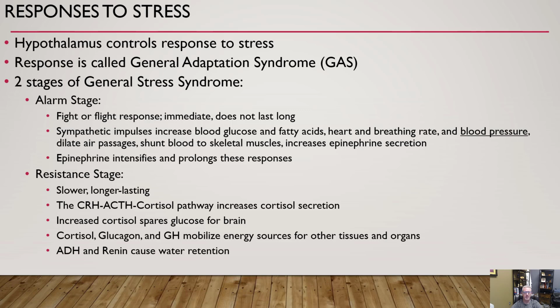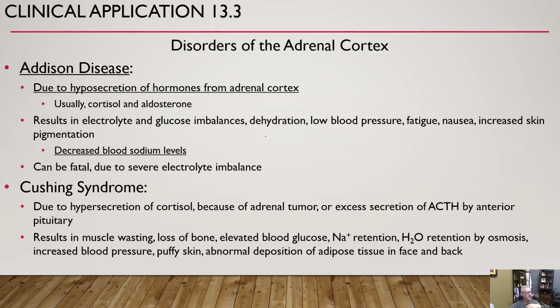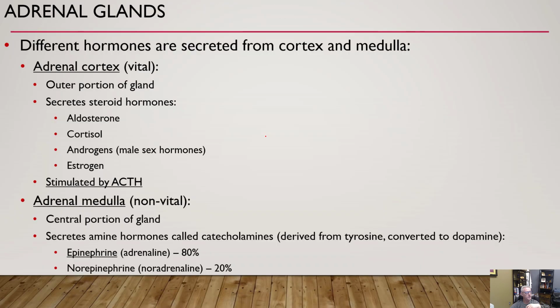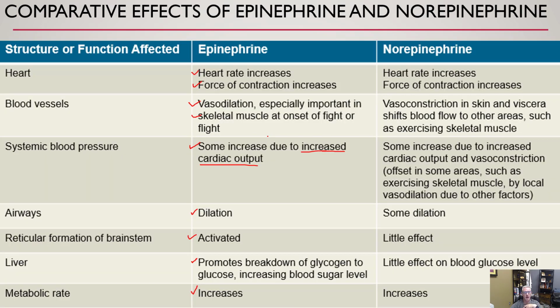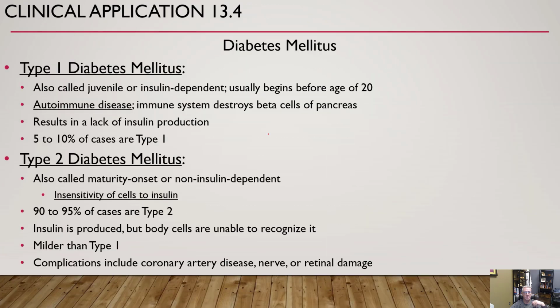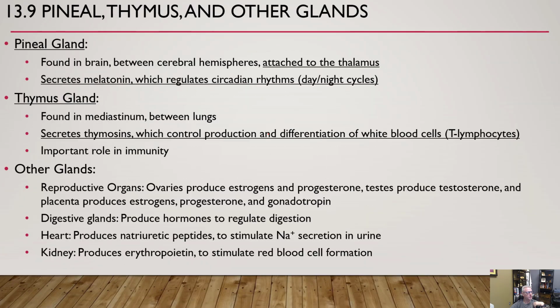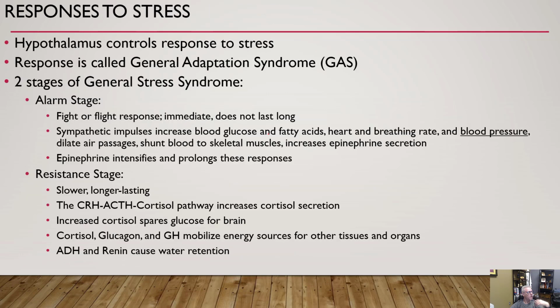We have that sympathetic nervous system, and those are going to provide impulses that do pretty much everything that this chart says. We're going to increase our blood glucose, increase fatty acids, increase our heart rate, increase our breathing rate, increase our blood pressure, dilate our air passages, shunt blood to skeletal muscles, increase epinephrine production. Epinephrine is going to intensify and prolong these responses.